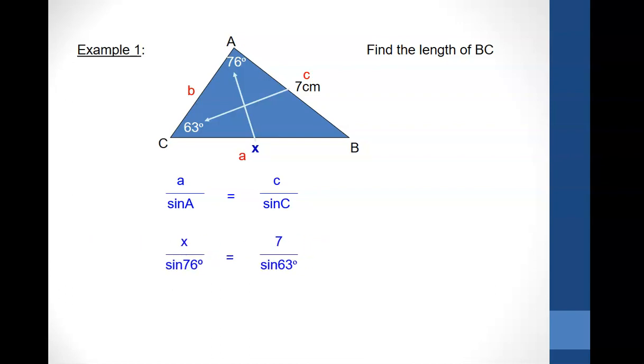So X over sine 76 equals 7 over sine 63. What is it that we want? X. So X is being divided by sine 76. How do we get rid of a divide by sine 76? Times. So we end up with X equals 7 times sine 76 over sine 63. That's it.